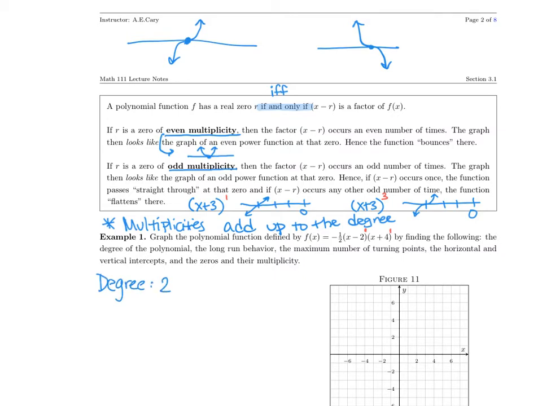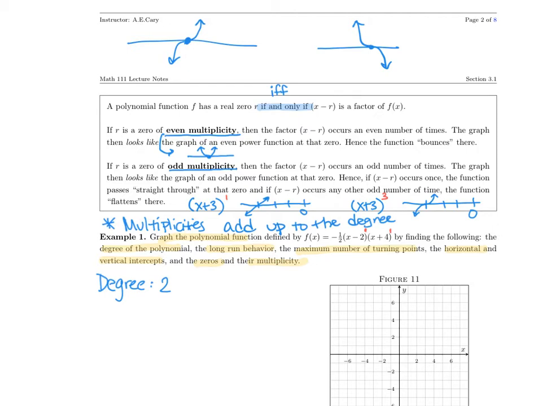So that's what you need. Now, if you read this paragraph for example 1, let me just show you everything it asks us to do. It asks us to graph the polynomial and find the degree, the long-run behavior, maximum number of turning points, the horizontal and vertical intercepts, the zeros, and their multiplicities. What? That is so much information. We're not going to do all of that today.